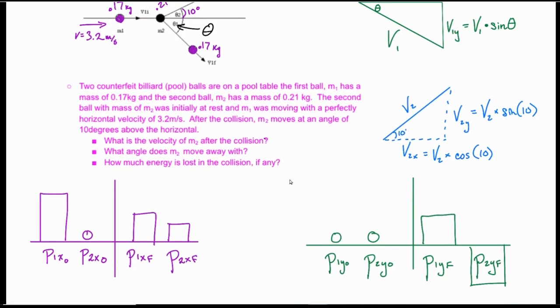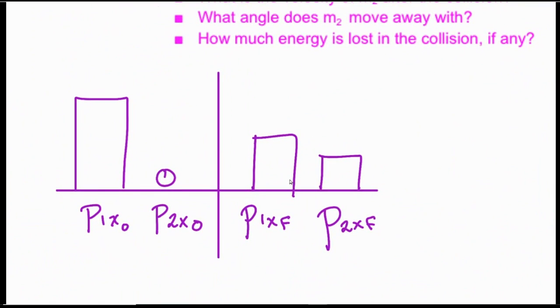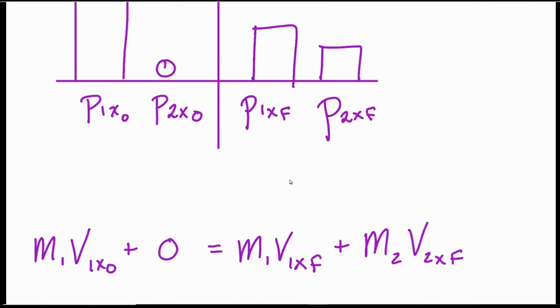The next thing I did is I drew momentum bar charts for both the x and y directions. So let's look at the x direction first. So in the x direction, we only had the first ball moving to the right to begin with. The other ball was at rest. And then once it hit, one of them went up and the other went down, both of them moving to the left, which I consider the positive direction. And so those are why both of these are positive.